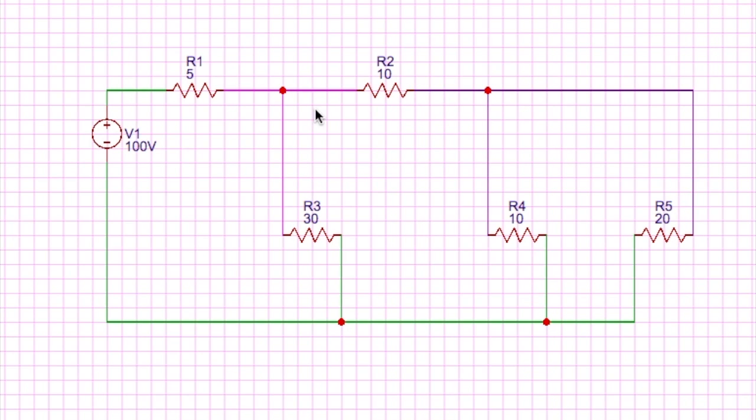I've made one pink, one purple. Next, the voltages. We have unknown V1 at the pink and V2 at the purple. There is an unknown current through each resistor.